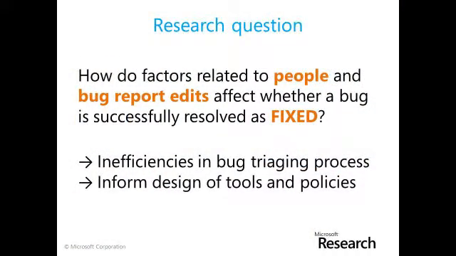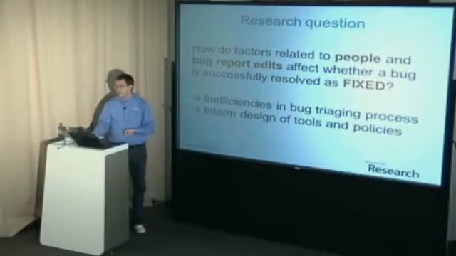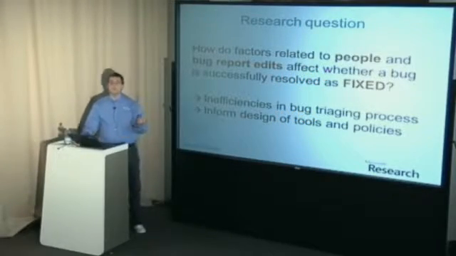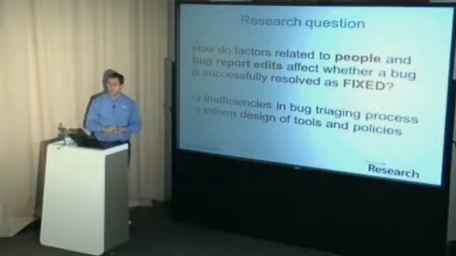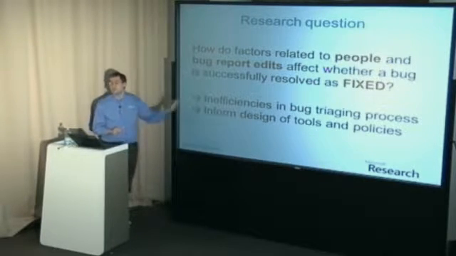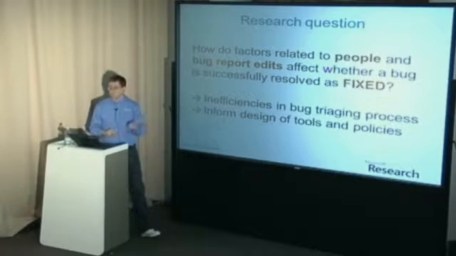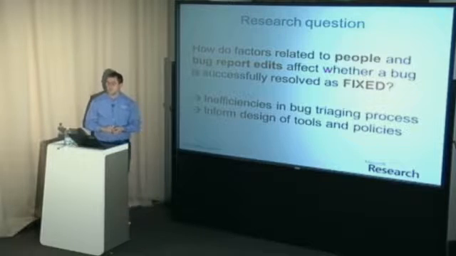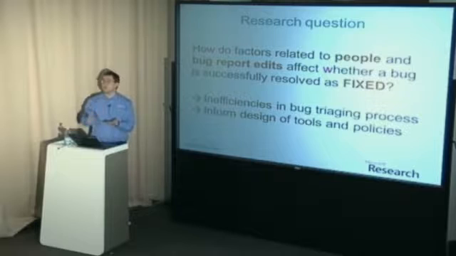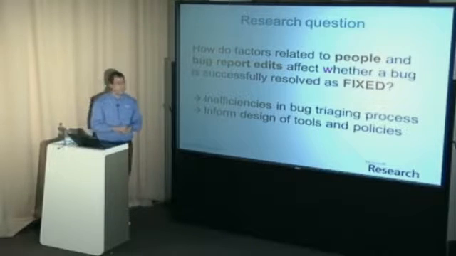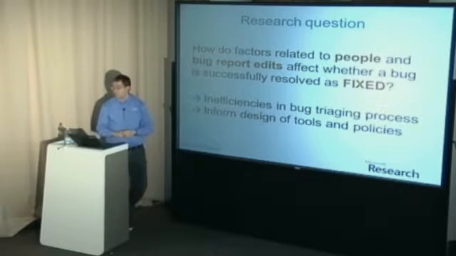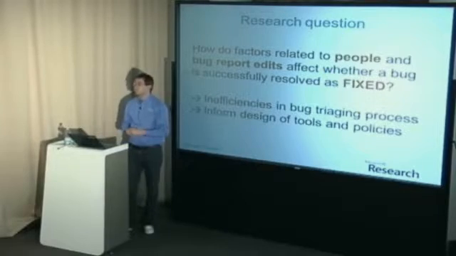So the research question that we had is we essentially looked at factors related to people and bug report edits, and we wanted to see if there's some influence on whether bugs get successfully resolved as fixed. And there were two main reasons why we were doing this. First, it helped us to identify inefficiencies in the bug triaging process. So bug triaging is a process about deciding which bugs get fixed and by whom. And it also helps to inform the design of tools and policies for bug triaging.